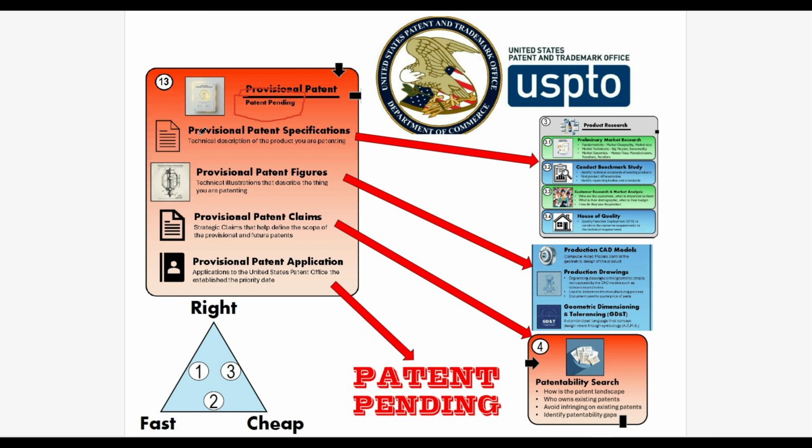So a provisional patent has provisional patent specifications. That is a technical description of what is included in the idea and the product. And I should probably stop you and say this is for a utility patent, right? Not for a design patent or copyright or trademarking. This is for a utility patent only. And so the provisional specifications is a description of the idea. And once you submit that, you can't go back and edit it.